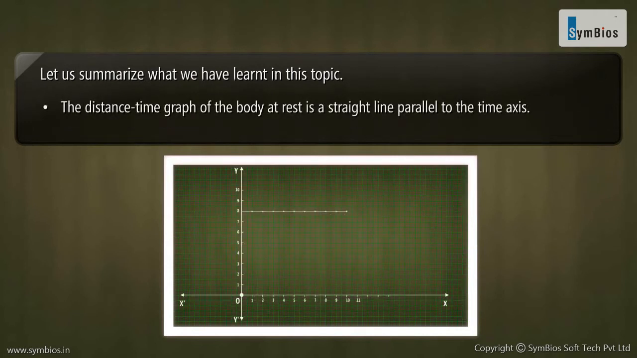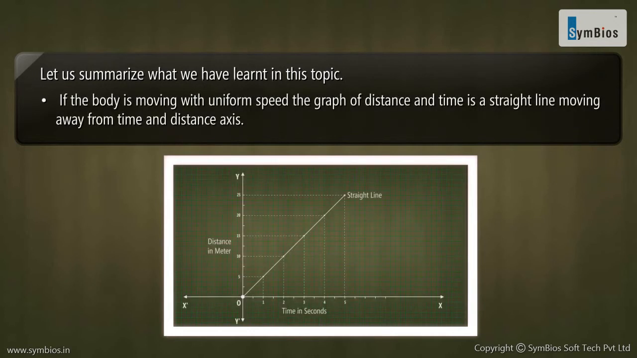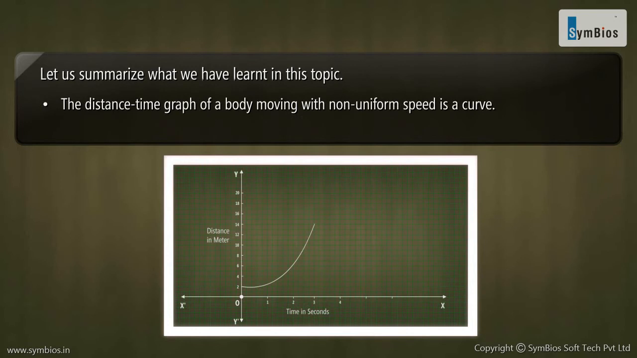The distance-time graph of the body at rest is a straight line parallel to the time axis. If the body is moving with uniform speed, the graph of distance and time is a straight line moving away from the time and distance axis. The distance-time graph of a body moving with non-uniform speed is a curve.